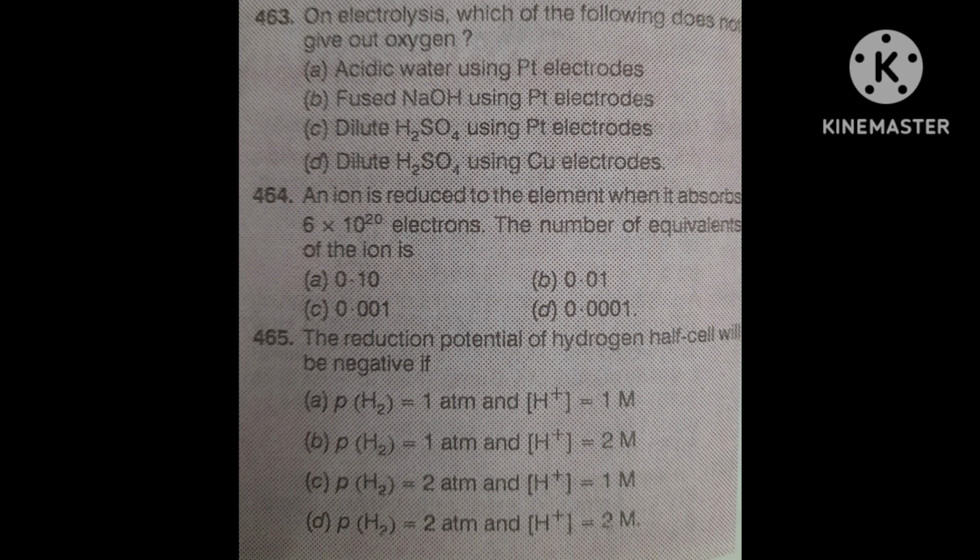M means molarity. Again I am reading one more time. The reduction potential of hydrogen half cell will be negative if: first option, pressure of hydrogen gas is equal to 1 atm and hydrogen ion concentration is equal to 1 M. Second option, pressure of hydrogen gas is 1 atm and hydrogen ion concentration is equal to 2 M. Third option, pressure of hydrogen gas is equal to 2 atm and hydrogen ion concentration is equal to 1 M. Fourth, pressure of hydrogen gas is equal to 2 atm and hydrogen ion concentration is equal to 2 M.